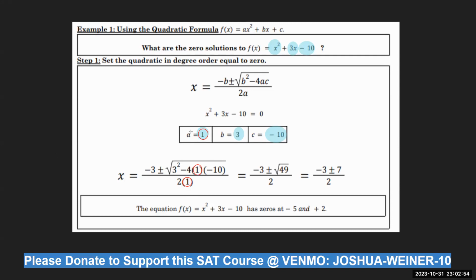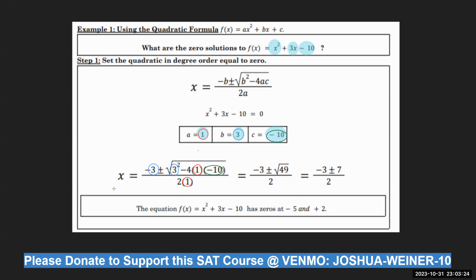So wherever we see a b, we're going to put the number 3. So negative b plus or minus the square root of b squared minus 4ac over 2a. And finally, c, which I'll highlight in green, is negative 10. So we need negative 10 here in the discriminant for the 4ac part. Okay, so notice everything's consistent.